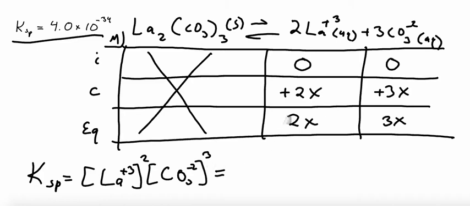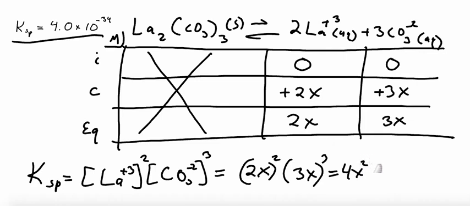So we said the lanthanum concentration is 2x. That entire quantity squared, so you've got to have the 2 and the x in there before you square it. And for the carbonate, it's 3x cubed. And this is where students often make mistakes. They take the square of the x and the cube of the x, but they don't do it to the numbers. You have to do it to both. So we get 4x squared times 27x cubed is equal to 108x to the fifth.